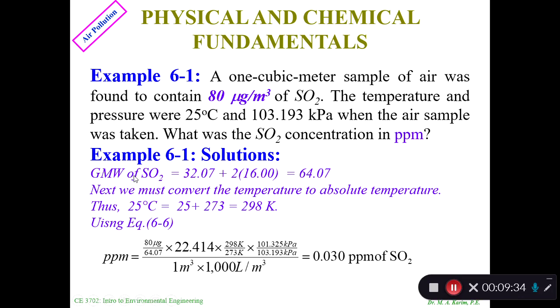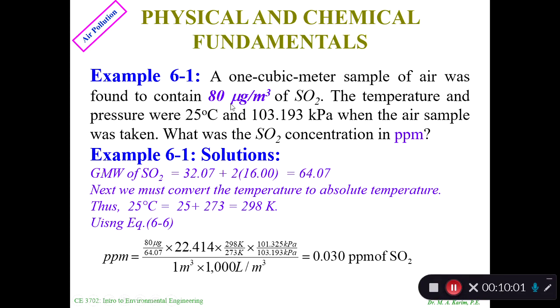First, we'll find the gram molecular weight of sulfur dioxide. Sulfur is 32, oxygen is 16, then this 2 is 64. Next, we must convert the temperature to absolute temperature. 25 degrees Celsius would be 298 Kelvin, using equation 66 that we saw before. So ppm would be equal to 80 over this, then this is the one, and if I put everything together, I got 0.030 ppm of sulfur dioxide.